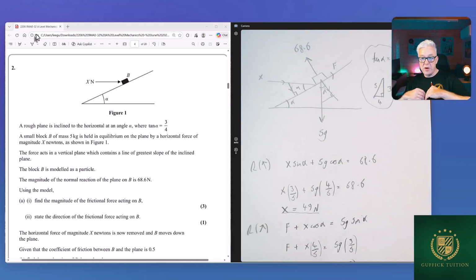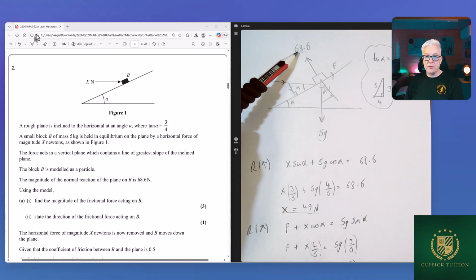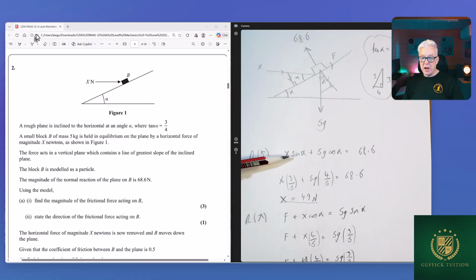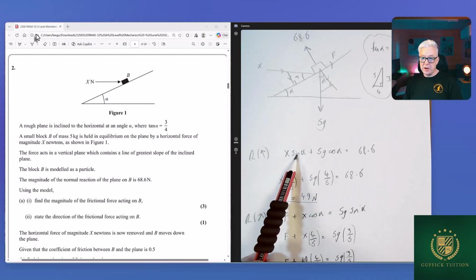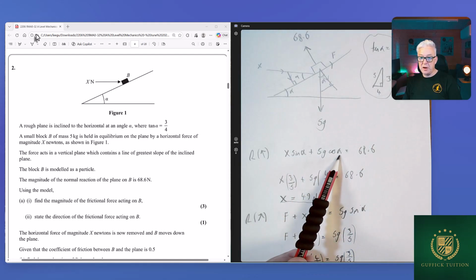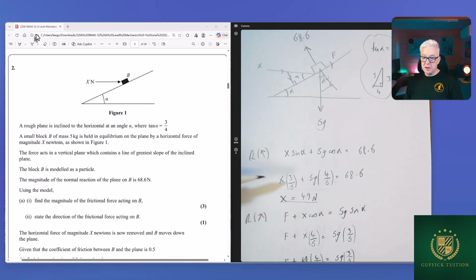The force that is reacting against that and pushing the block away from the plane is our reaction force of 68.6. So we have one equation there. We can work out what our sine alpha is. Sine alpha is going to be 3/5, cos alpha is going to be 4/5. So the only unknown in this equation now is the force x. And when we solve that, we find out that x is 49 newtons. So that's our first step.